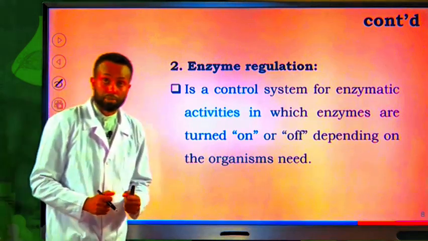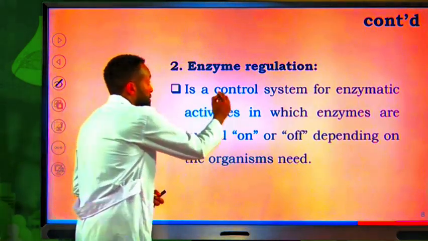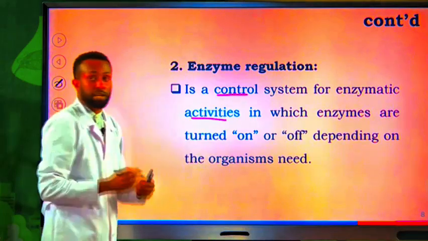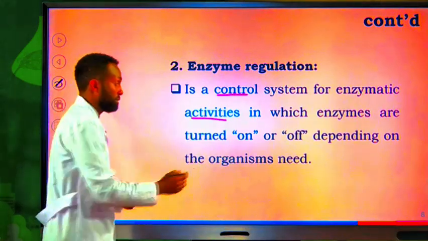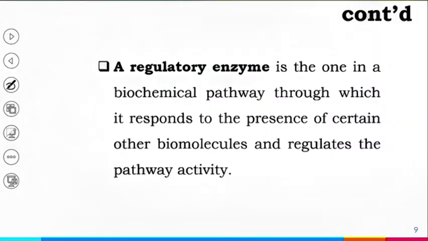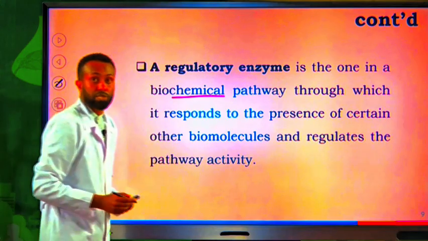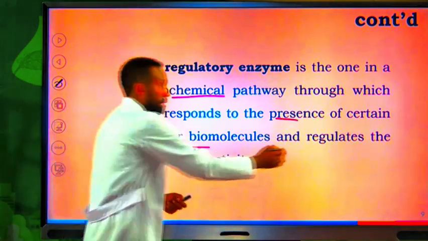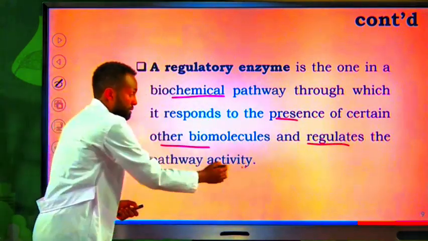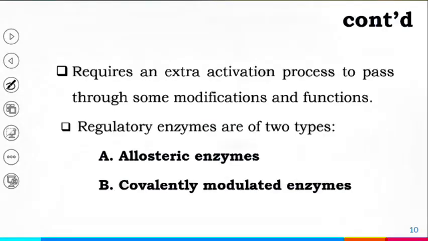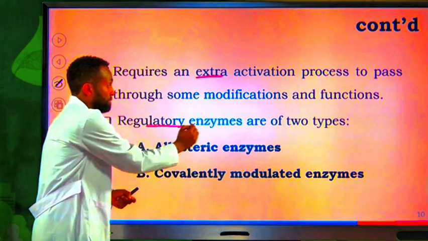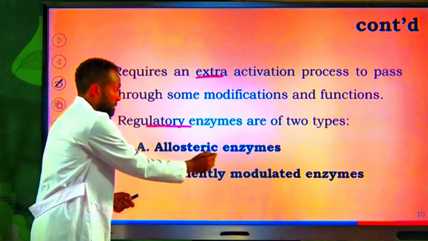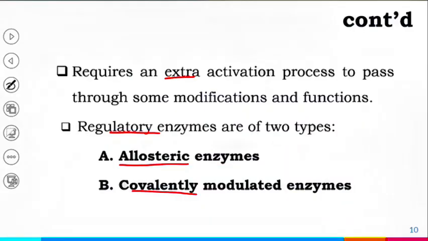Enzyme regulation is a control system of enzymatic activities in which enzymes are turned on or off depending on what? Depending on the organism's need. A regulatory enzyme is one in a biochemical pathway that responds to the presence of certain other biomolecules and regulates the pathway activity. It requires an extra activation process to pass through some modifications and functions. These regulatory enzymes are of two types. We call them allosteric enzymes and covalently modulated enzymes.